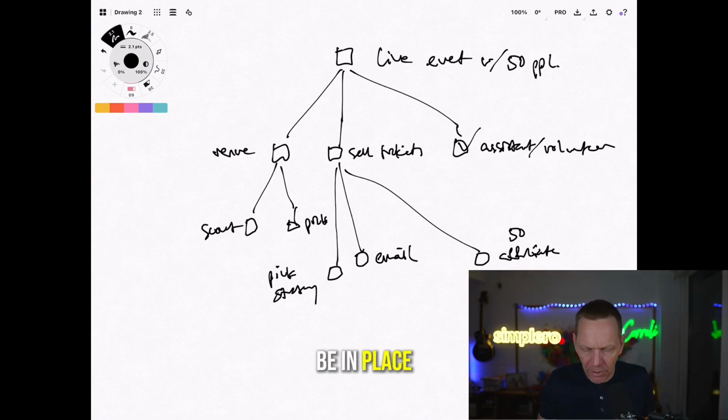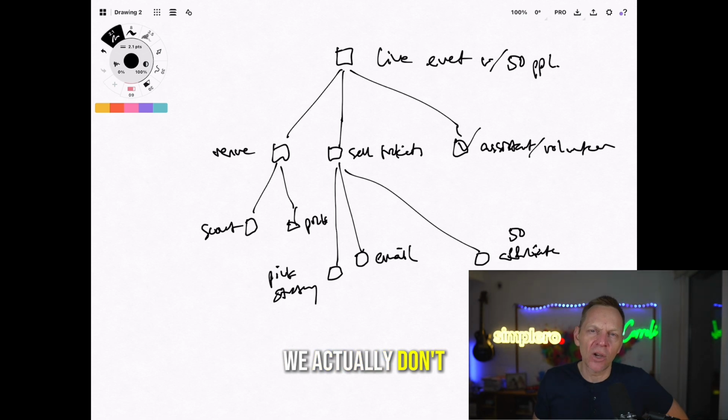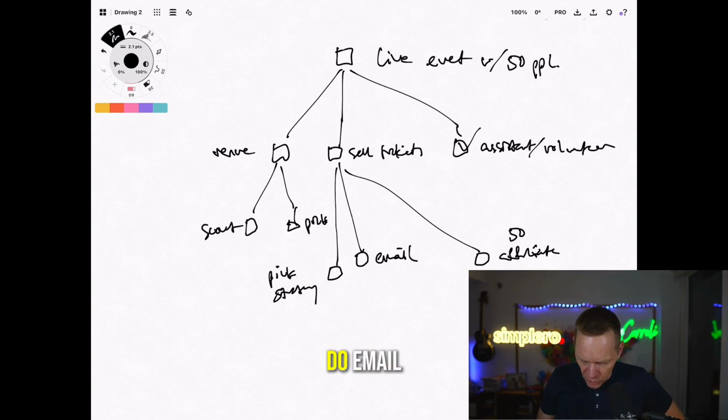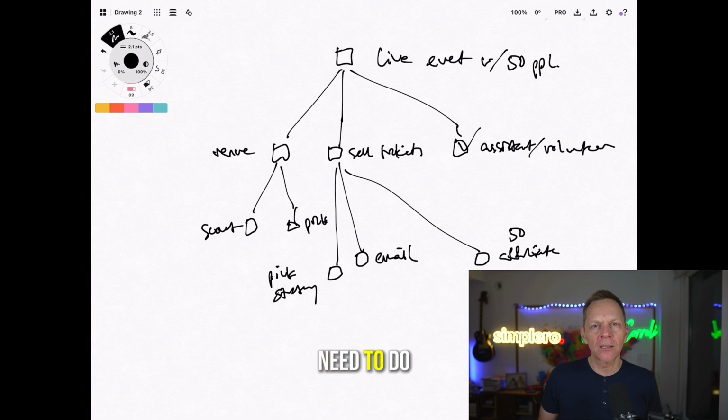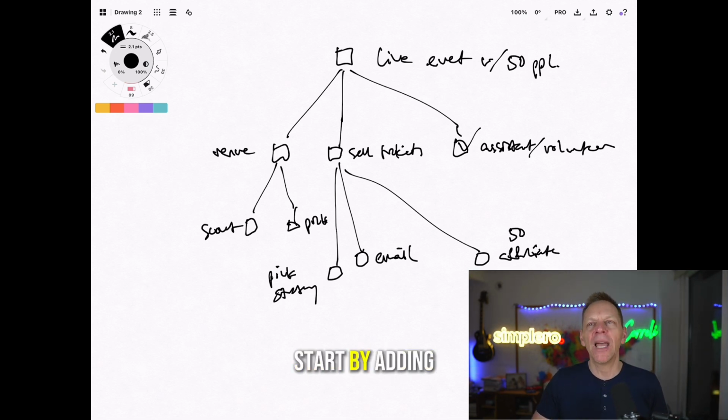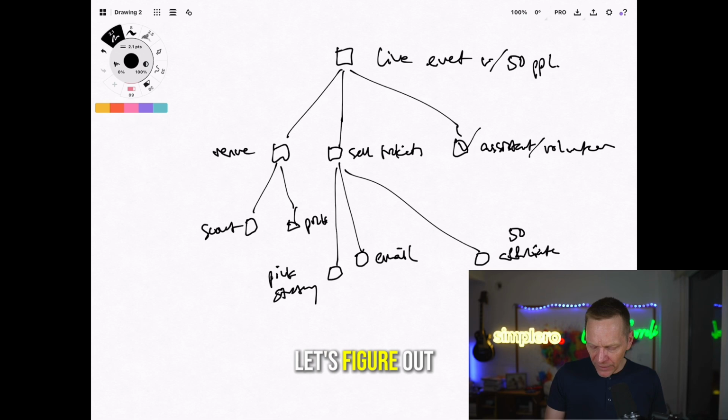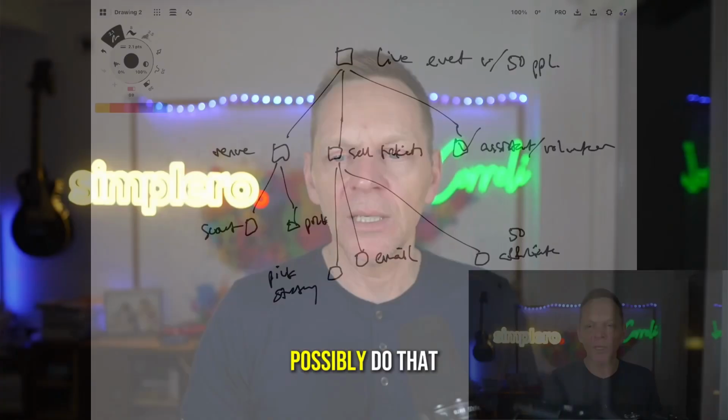What has to be in place in order for us to do this? And you'll notice kind of on the selling tickets, we actually don't have to do email. I mean, it'd be dumb not to do email. But instead of brainstorming, what are all the things we could do? What are the things that we absolutely know that we need to do? And then we start there. And then we can add more stuff later if it's not working, if it's not enough. But let's not start by adding a bunch of stuff. Let's figure out what is the simplest way that we think that we could possibly do that.